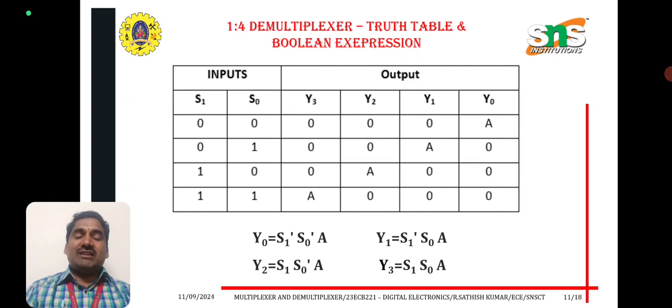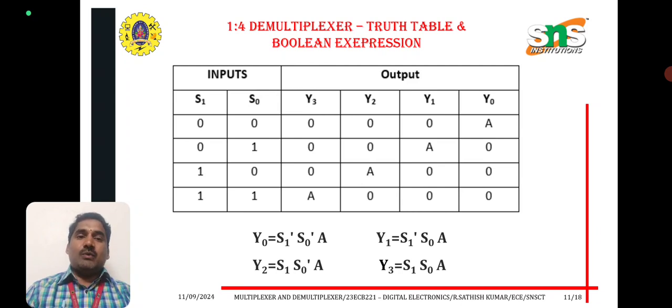We are giving the selection lines S0, S1 as 0 0, 0 1, 1 0, 1 1. Input is nothing but 1. That is the enable line, where A is nothing but 1. Simply, 0 0 means Y0, 0 1 Y1, 1 0 Y2, and Y3 is nothing but 1 1.